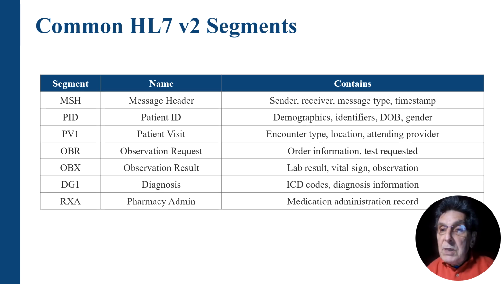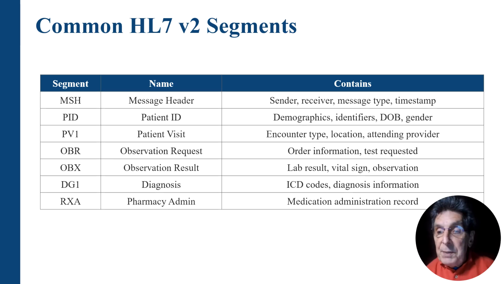So let me give you a reference list of the segments that you'll encounter most often. This is worth keeping handy when you're working with V2 interfaces. MSH, the message header. Every single message has one. It contains routing information, the message type and timestamps. The PID, the patient identification, has the demographics, identifiers, date of birth, gender. This is in almost every clinical message.